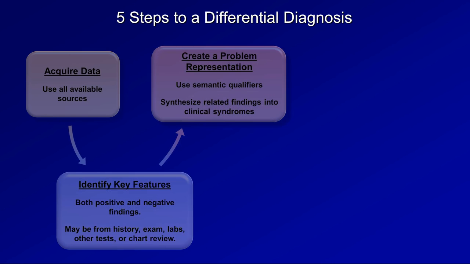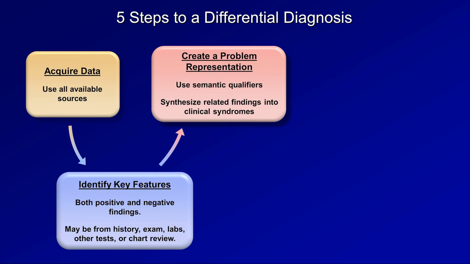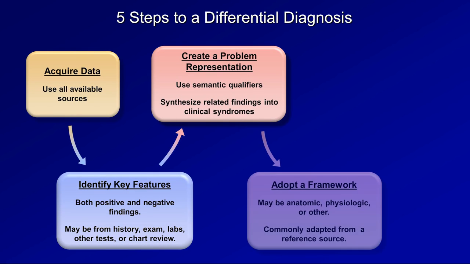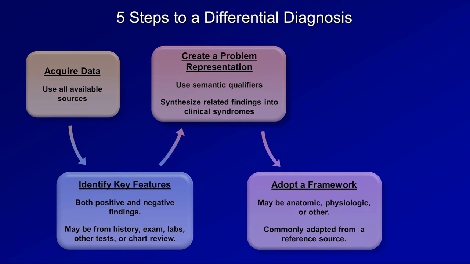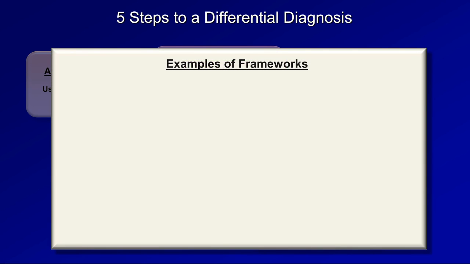Alright, so let's get back to our 5 steps. That was a long one. Step 4 is to adopt a framework to better understand the patient's problem. This framework may be anatomic, physiologic, or some other type, and it's commonly adapted from a reference source. Frameworks typically take the form of a categorized, general differential diagnosis where the strategy for categorization depends upon the specific problem. What are some types of frameworks?